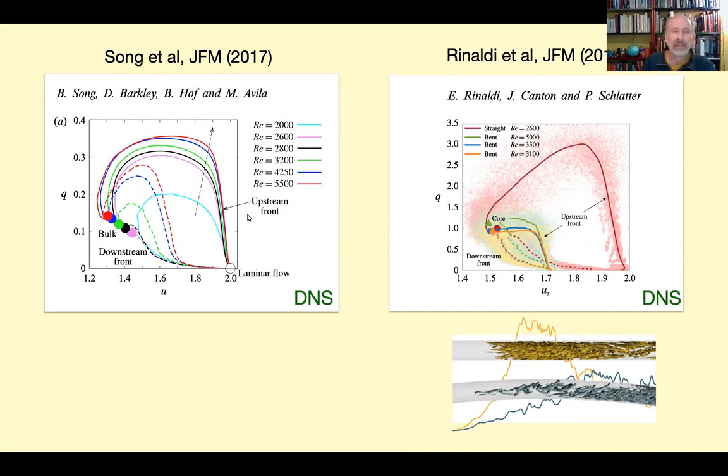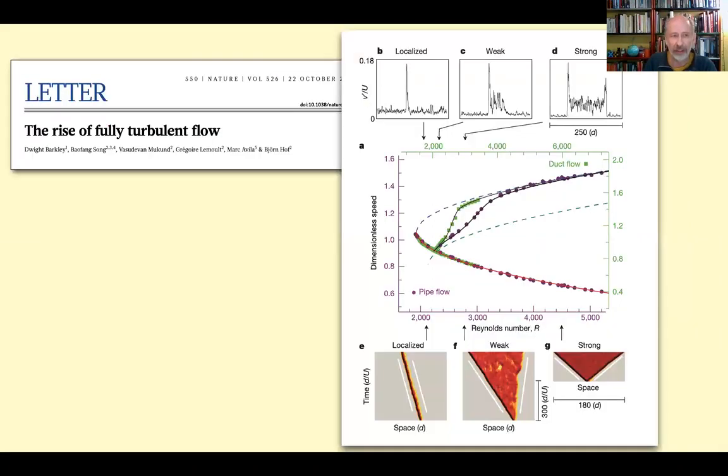Bofang Song has looked at this in real DNS of pipe flow and verified these ideas. Also, Rinaldi and others have looked at this in curved pipes and seen how this scenario plays out if you slightly curve a pipe. I'll let you read about those papers if you're interested. I'll also say, and I hope Bjorn talks about this next week, that one can look at the speeds of the fronts in puffs and slugs and understand them in this way.